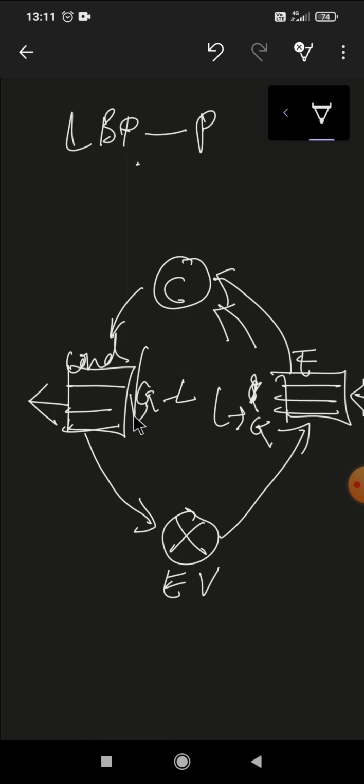The liquid form transfers a lot of heat to the target liquid. After that, it passes through the expansion valve, which causes a reduction in temperature and pressure, and the cycle repeats once again. So this is the working of a heat pump.